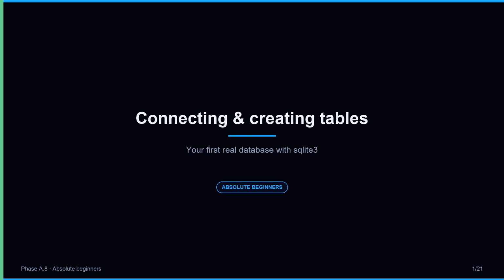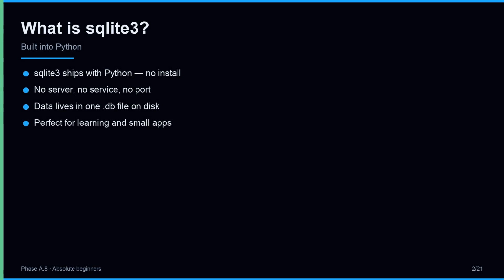From memory to disk. SQLite3 is the database that ships inside Python. You do not install anything, you do not run a server, you do not open a port. The entire database lives in one ordinary file on disk, with the .db extension. That makes it perfect for learning, for small apps, for tools, and for prototypes.